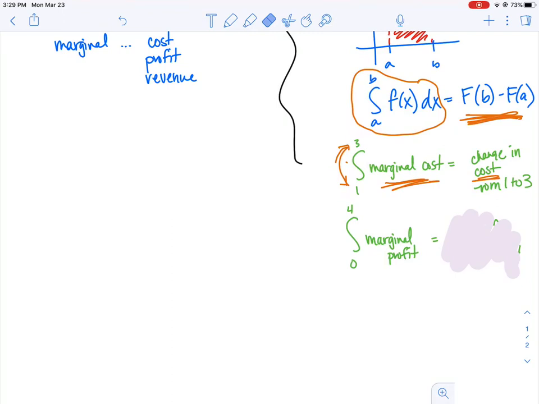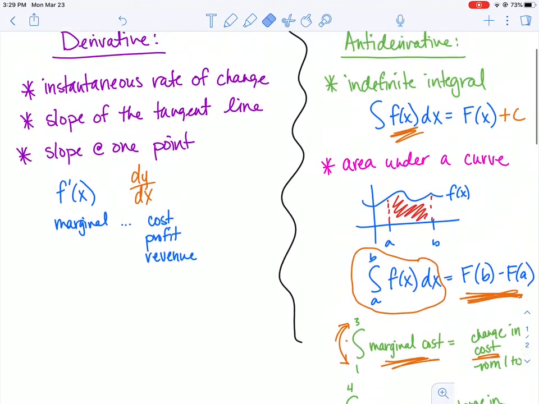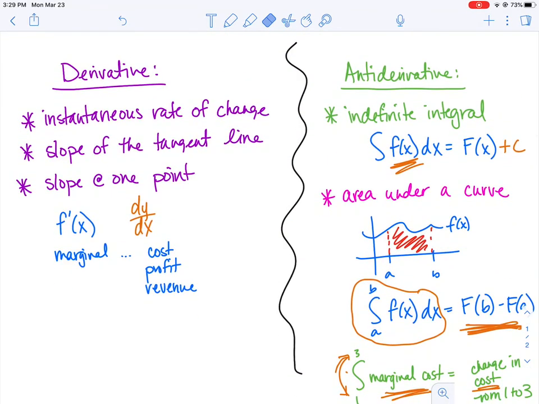Or if I ask you to integrate the marginal profit from 0 to 4. If I ask you to integrate marginal profit from 0 to 4, that's the derivative, then what you're really finding is the antiderivative, or the actual profit. So you're finding the profit from 0 to 4. So we can now go back and forth between derivatives and antiderivatives and know all of their different interpretations.